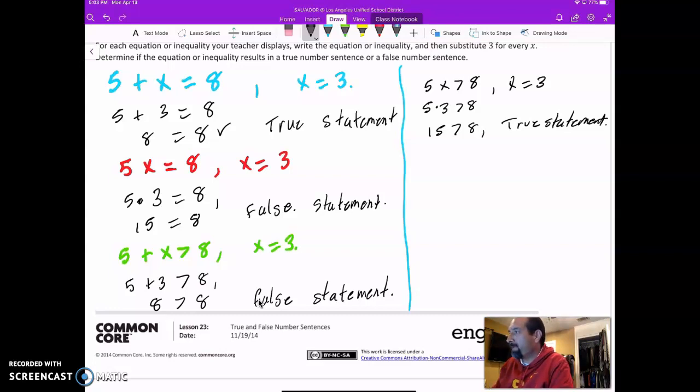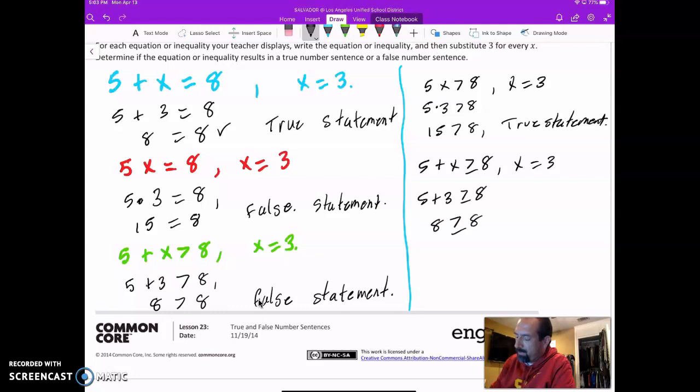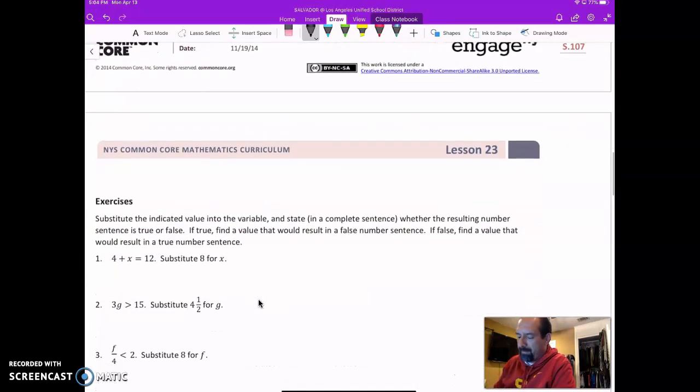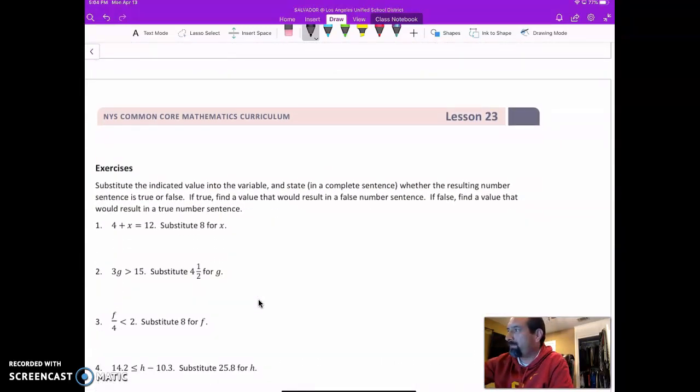Okay. What about 5 plus x greater than or equal to 8 when x equals 3? Well, 5 plus 3 is 8, greater than or equal to 8. Well, because it has the equal sign, 8 equals 8, that's going to be a true statement. Okay. Now let's take a look at these exercises over here.